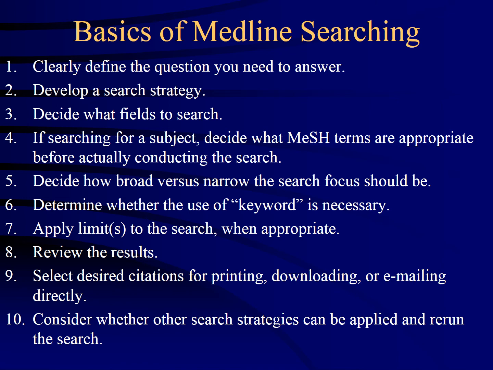Number 8, review your results. Did you find some articles that are relevant to your search? Number 9, select the desired citations for printing, downloading, or emailing directly. And then number 10, consider whether other search strategies can be applied and rerun the search.